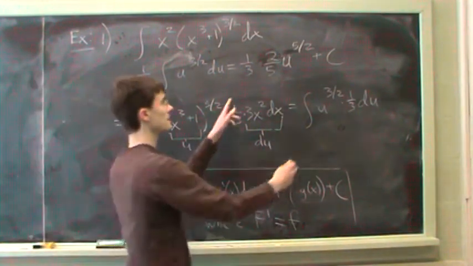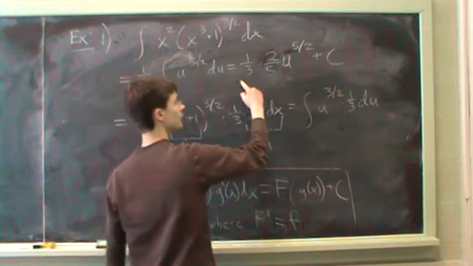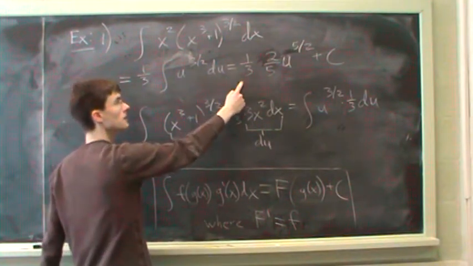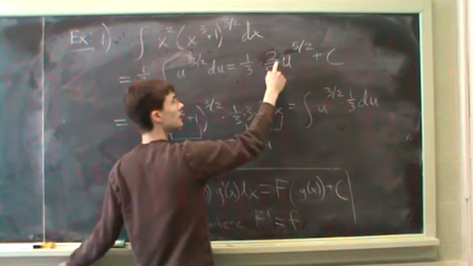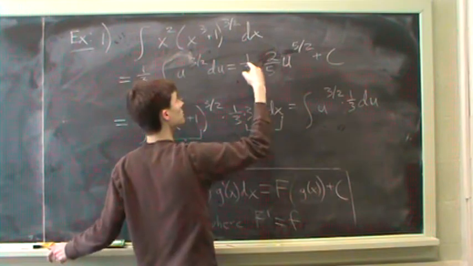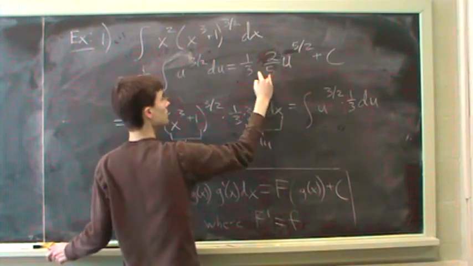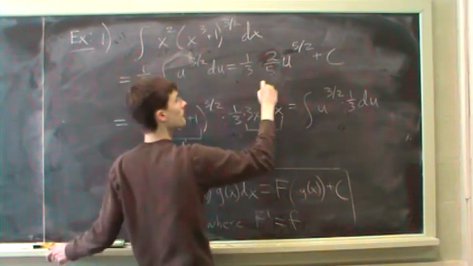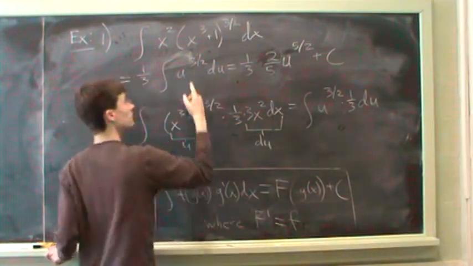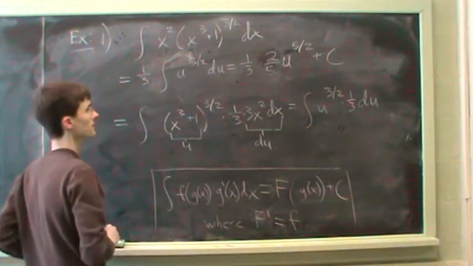And if I want to check this step, I will differentiate this right side with respect to u, and I'll get 1/3 times 2/5 times 5/2, those cancel, to make the coefficient just 1/3, times u to the 5/2 minus 1, which is going to be 3/2. So I've done that step correctly.